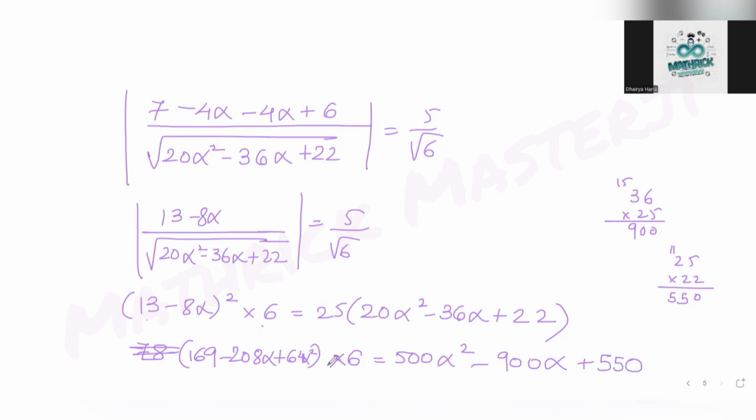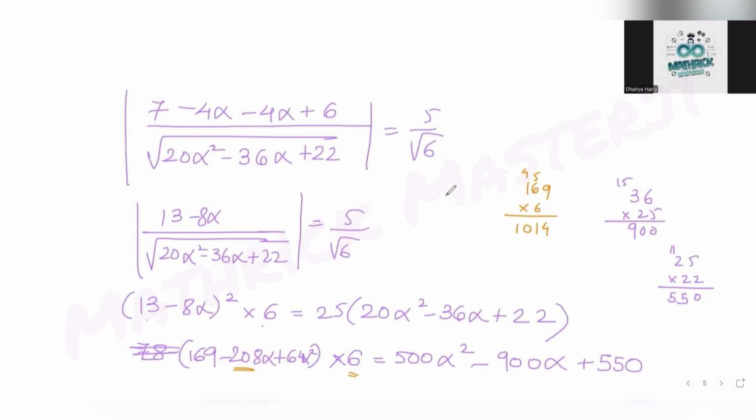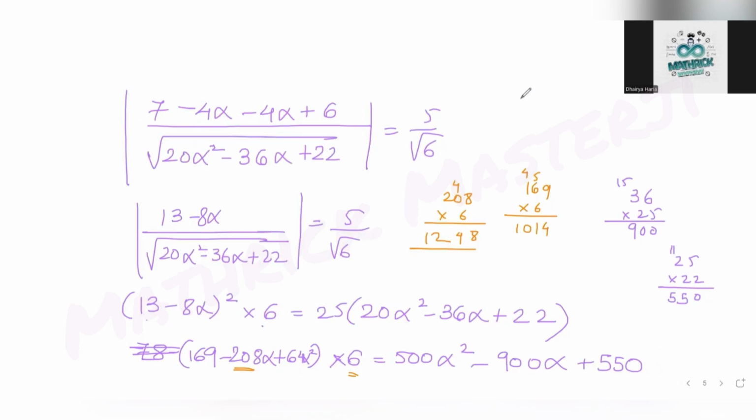So if I multiply the 6 throughout inside, what do I get as 169 times 6. So 6 nines is 54, 6 sixes is 36, 41, 6 ones is 6, 10, so 1014, minus 208 times 6, which is 8 6 is 48, 4 6 is 24, 6 2 is 12. So 1248 alpha plus 64 times 6 also. 6 fours is 24, 6 6 is 36, 38. So 384.